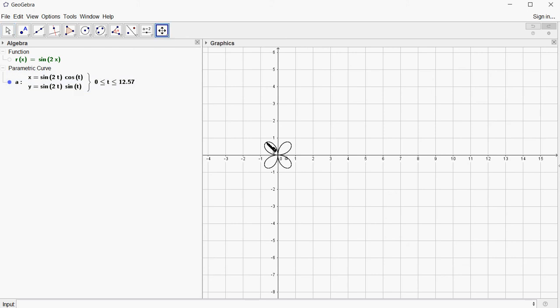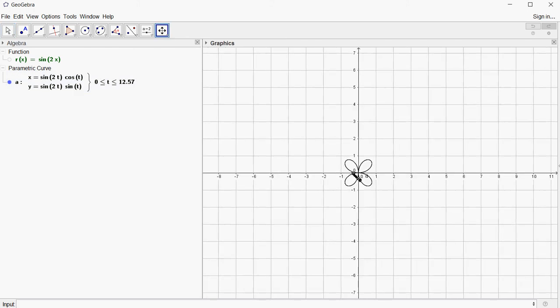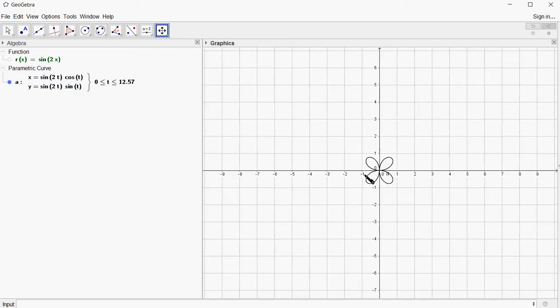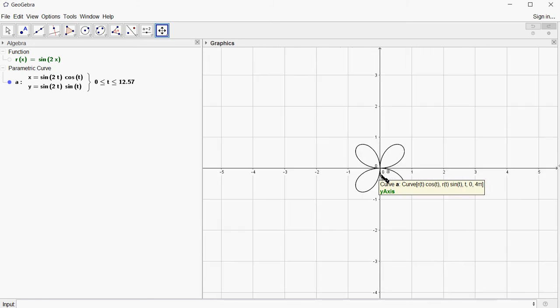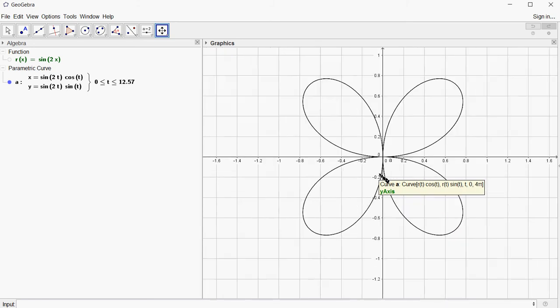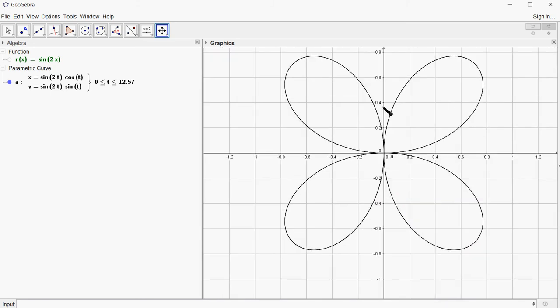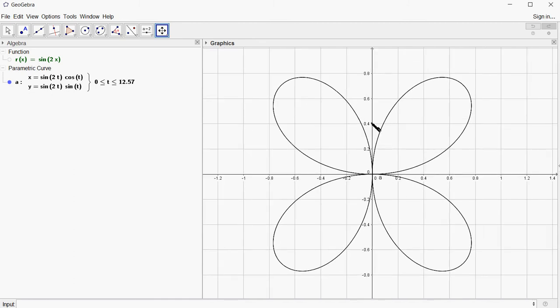Let's make it a little bit bigger so that we can see this a little bit better. So that's what we get. You can see that the highest point is going to be around here or here. Either way would be fine. So let's find that point.